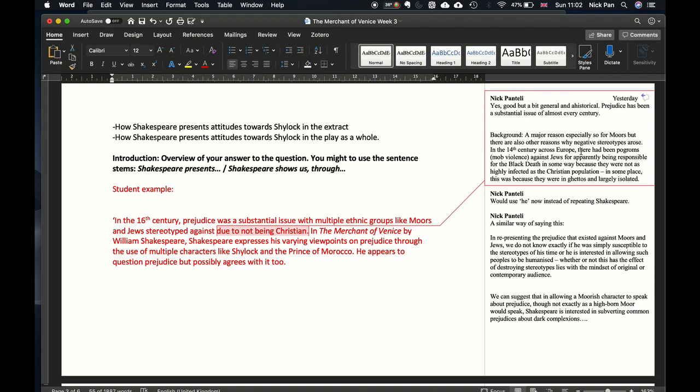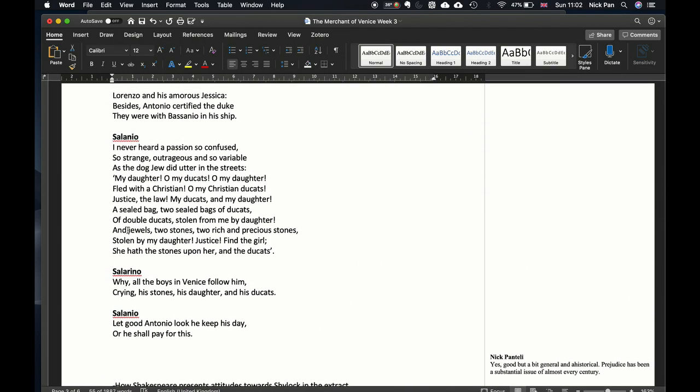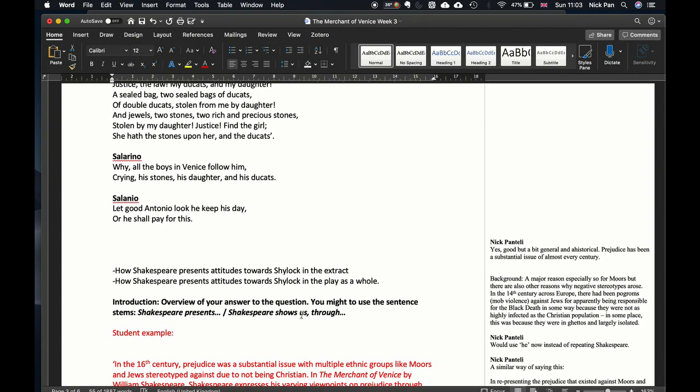So just as a bit of background, a major reason why Jews were the subject of ridicule and violence, as Shylock is here, when we are told that all the boys in Venice follow him, crying his stones, his daughter, and his ducats. So clearly he's in grief and lamentation, but he's nevertheless being ridiculed by the boys in Venice.